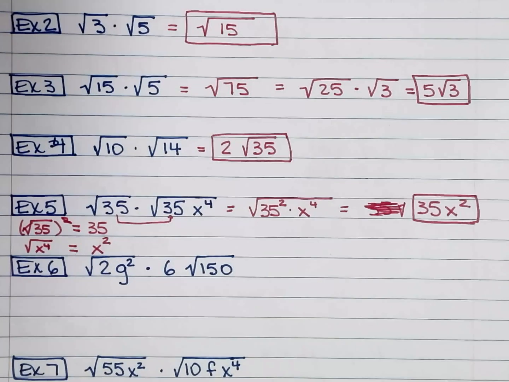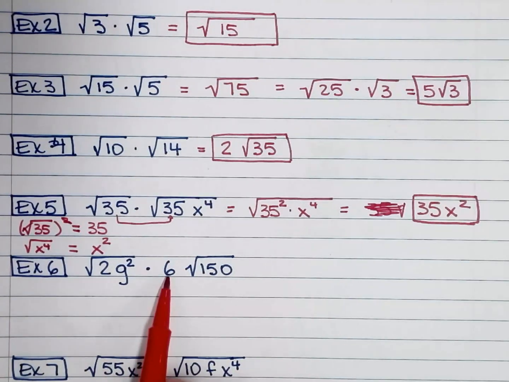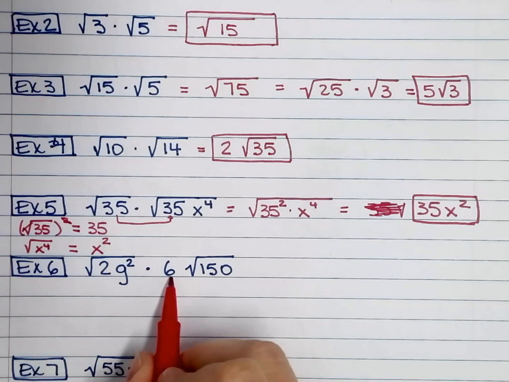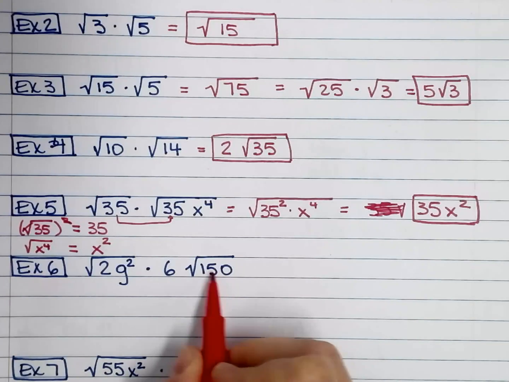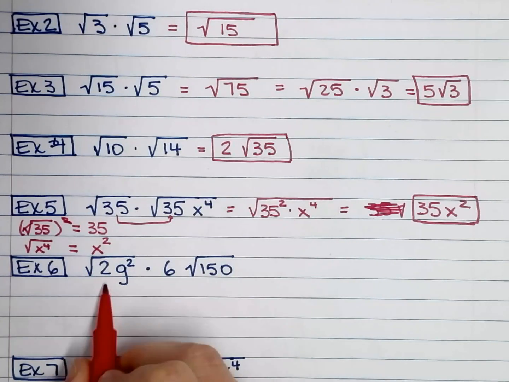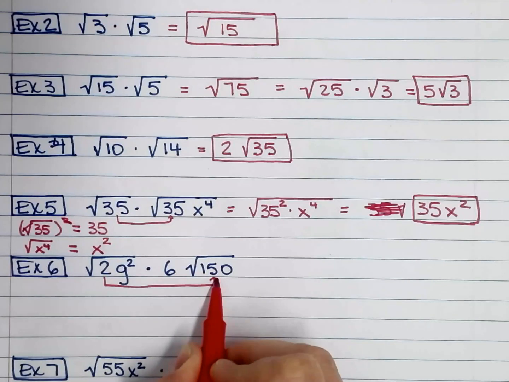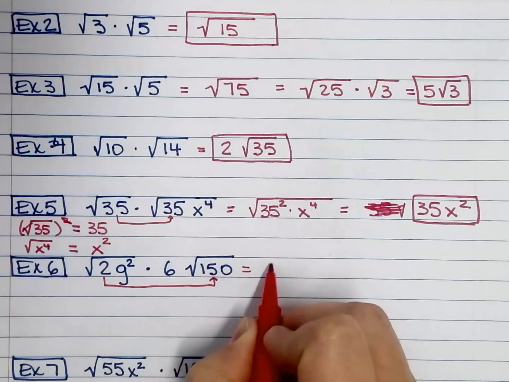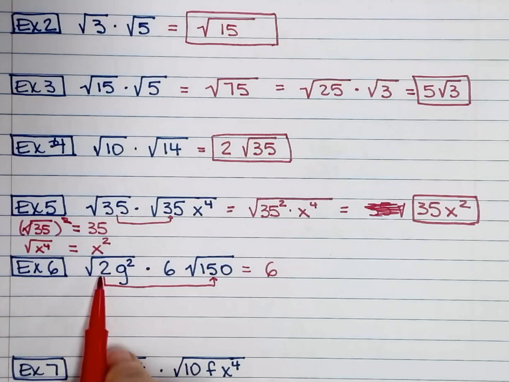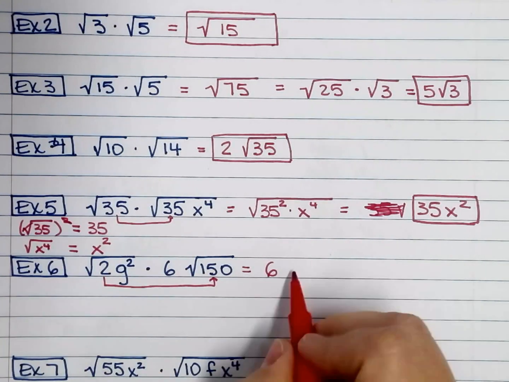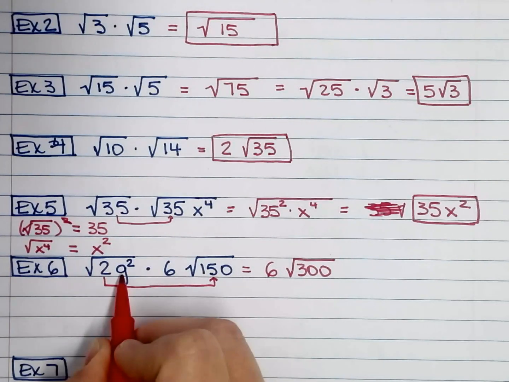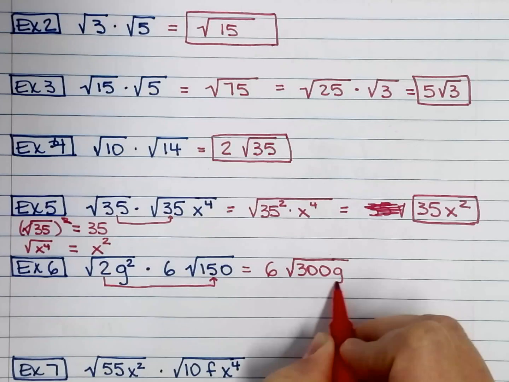This looks really ugly. Sorry. Okay, now I have this really weird number right there in the middle of my whole thing. So you cannot put what's inside the radical with whatever is outside the radical. You can only multiply what's inside the square root by what's inside the square root, and whatever's outside the square root remains outside. So we're going to leave that 6 alone for now. And then I'm going to multiply 2 times 150. So square root of 300. And then I have g squared.